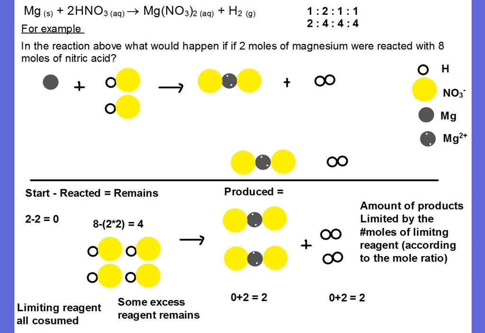So what does that mean? Well, that means the magnesium must be the limiting reagent because it was all consumed. The nitric acid must have been in excess because some remained at the end, and the amount of products was limited by the moles of the limiting reagent. So the amount of products we had here was limited by how much magnesium we had, because that was the limiting reagent. And this logic of thinking about what's limiting, what's excess, how many we start with, how many reacted, how many produced, and how many remains is the way you solve limiting excess questions.